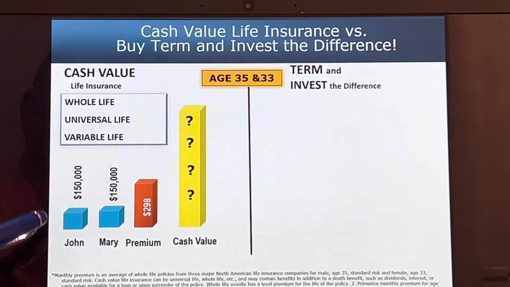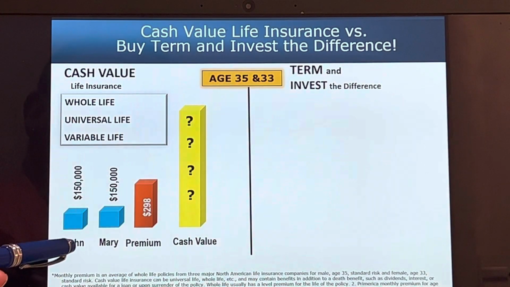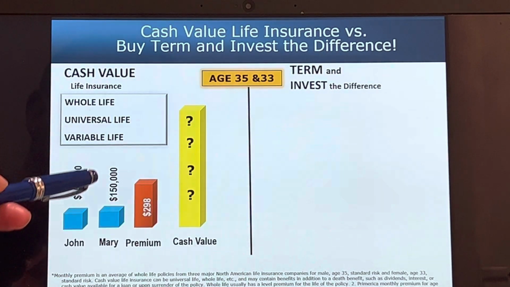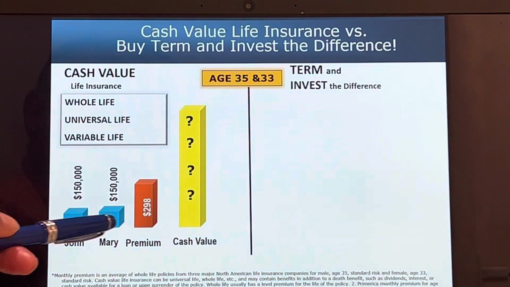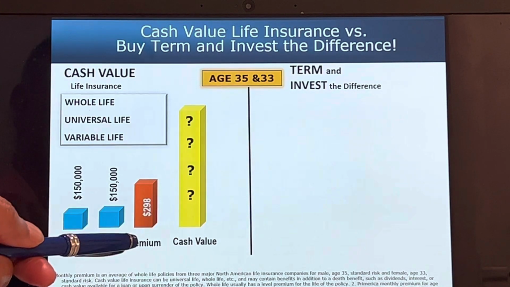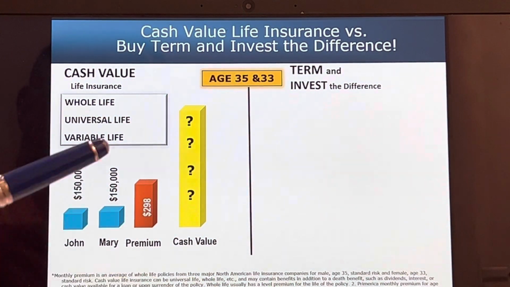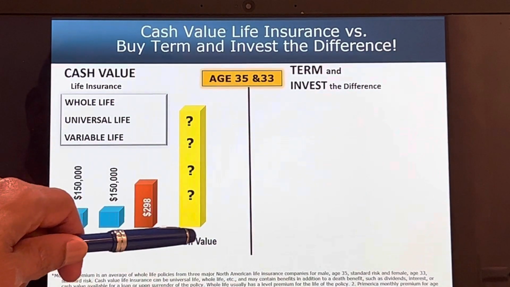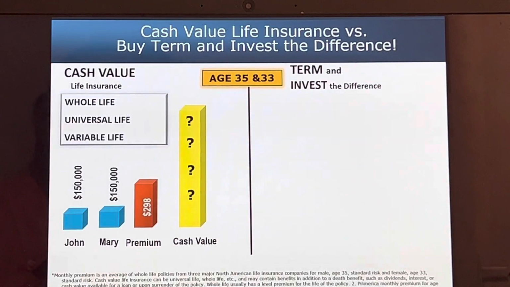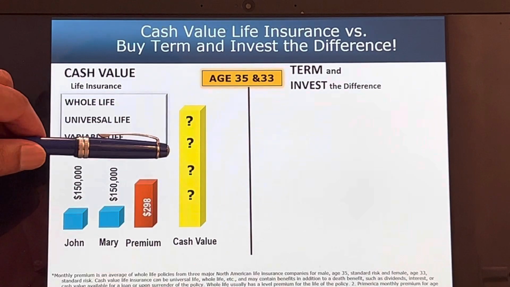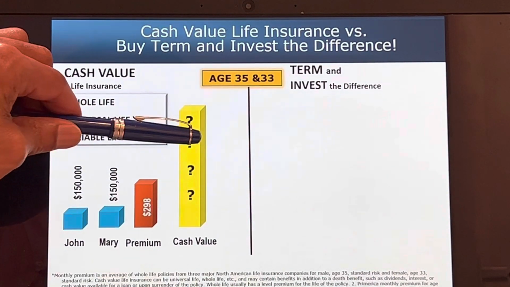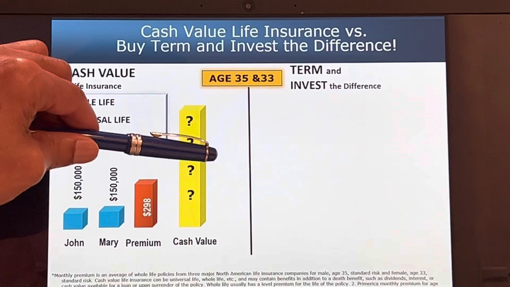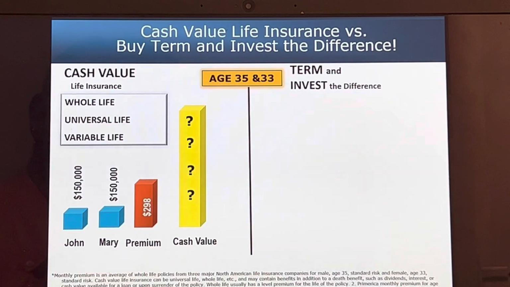So let's look at this example. John and Mary are married. John has $150,000 worth of life insurance on himself. Mary has $150,000 worth of life insurance on herself. Together, they're paying $298 in premium for those two policies. As they pay that premium over the years, they build up what we call cash value in the policy. It builds up a different amount depending upon the company that you have. But let's just say after 25 years, you build up $100,000 saved up in the policy.